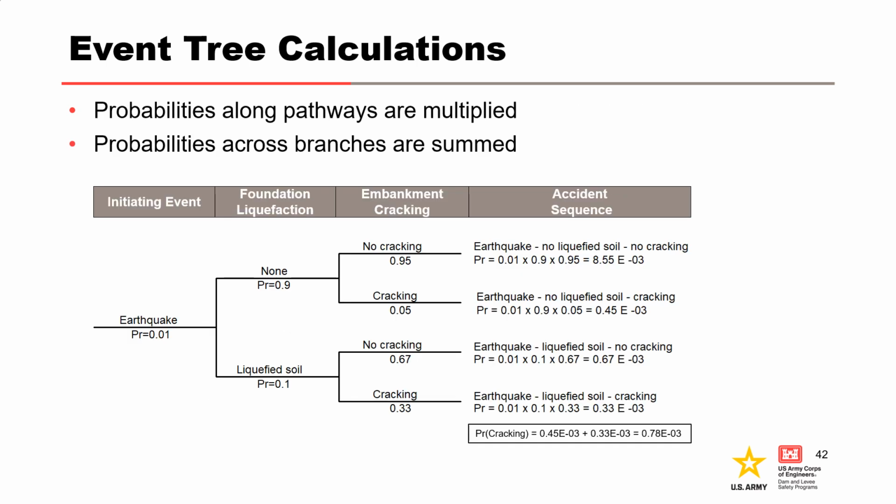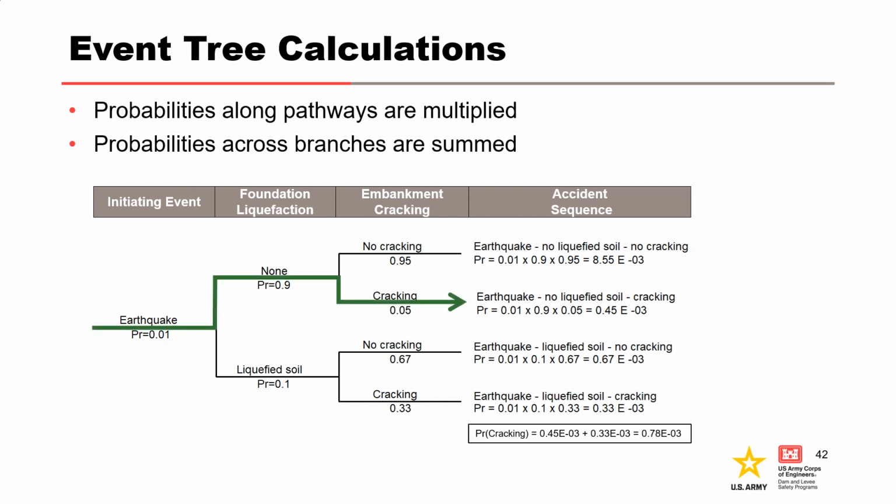Finally, some calculations. Probabilities along pathways are multiplied, and probabilities across branches are summed. In this example, to get the probability of cracking, there are two pathways that result in cracking. In the event tree, we start with an earthquake, and the foundation either liquefies or does not.